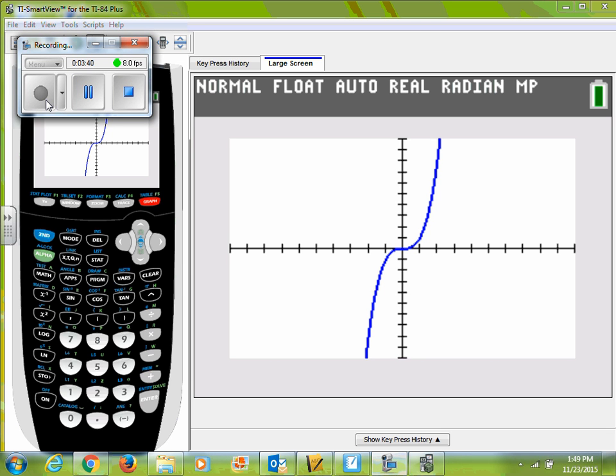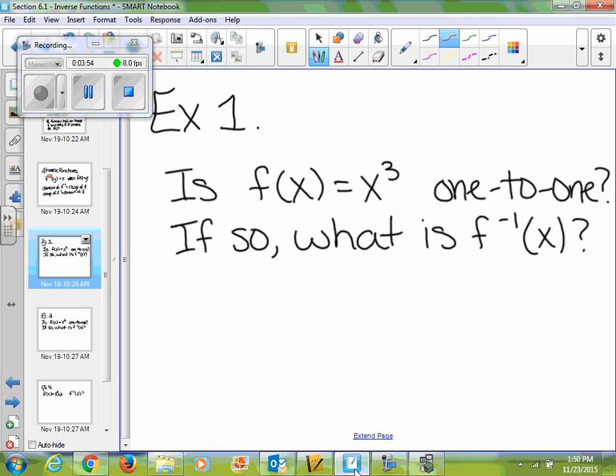Alright, so if I look at the graph y equals x cubed, if I were to draw a horizontal line, so a flat line, through that graph, would it touch the graph in more than one spot? No. Okay, so that tells me that it is one-to-one. Yes, it's one-to-one. So then we need to find our inverse.